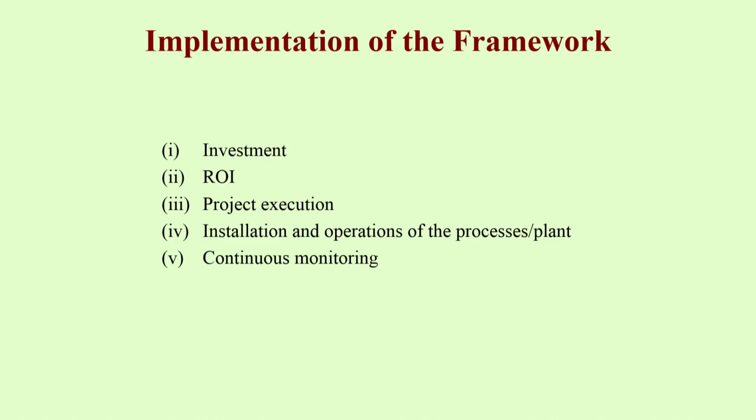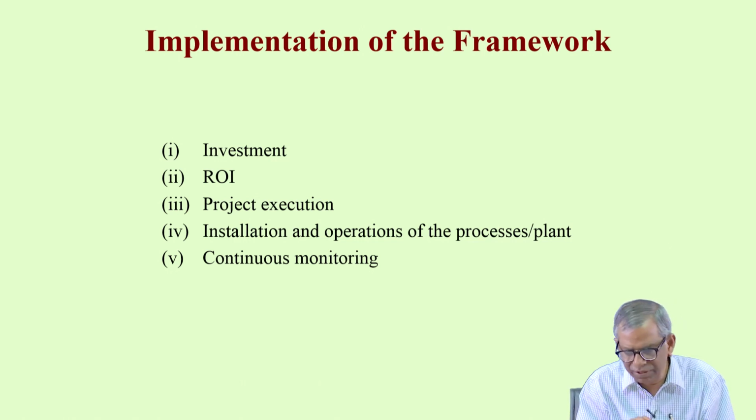Implementation of the framework. So, first is implementation. What kind of investment is required? Investment is required. Next one is ROI, return on investment. Then the project execution. This is very, very important. Project execution, project management norms. Installation and operation of the processes of the plant. How do you do that? Installations and operations of the plant and continuous monitoring.